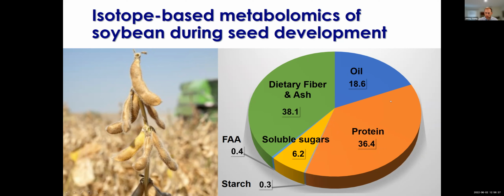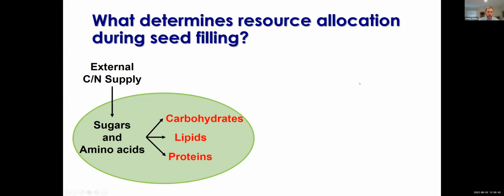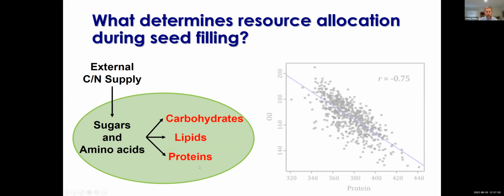If we were interested in some type of biofuel application, we would of course be interested in the oil. And so we're interested in questions like what determines the resource allocation during seed filling? How does the carbon and nitrogen supplied by the maternal plant get metabolized and redistributed into these main seed components: carbohydrates, lipids, and proteins?